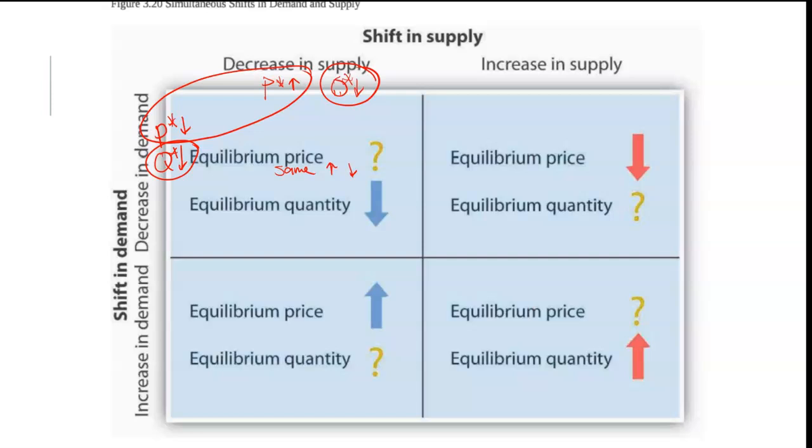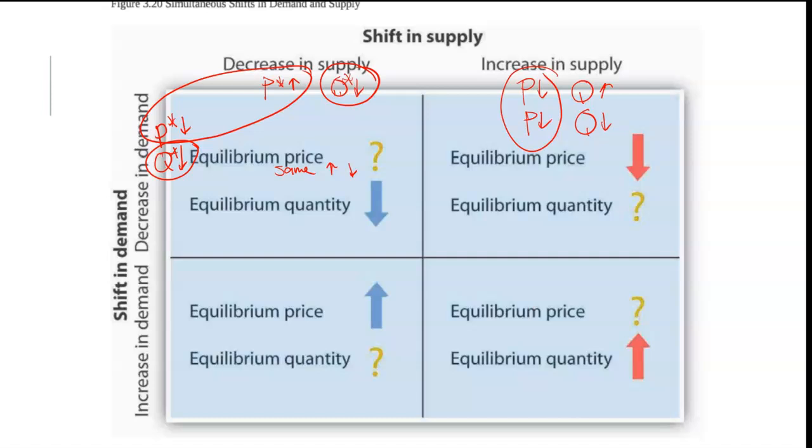For example, if we have an increase in supply, we know the price is going to drop and the quantity is going to go up. And with a decrease in demand, we know that the price is going to drop, but that the quantity is going to go down. So for sure, we know the price is going to go down, but we're not quite sure what's going to happen with the quantity.